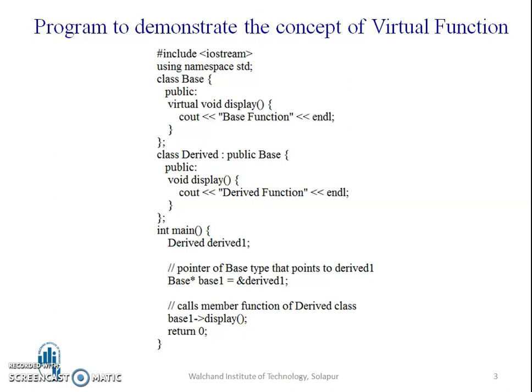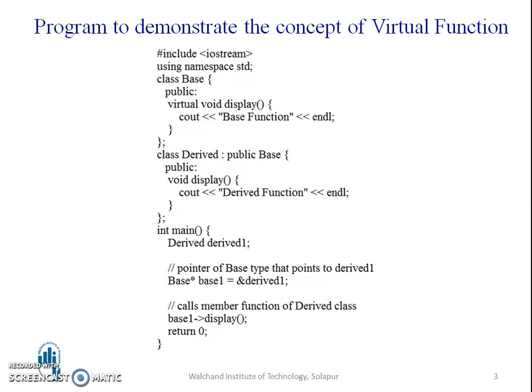This video is in continuation with my previous video on virtual functions. Let's revise the concept of virtual functions. C++ supports runtime polymorphism with the help of virtual functions. In runtime polymorphism, an appropriate member function is selected while the program is executing. Function overriding is used to implement runtime polymorphism.